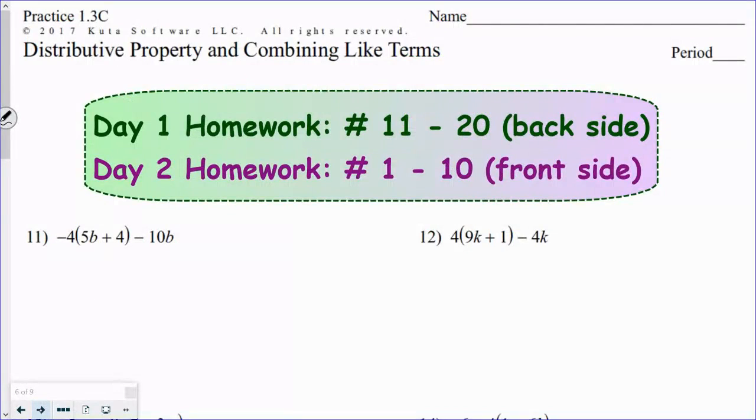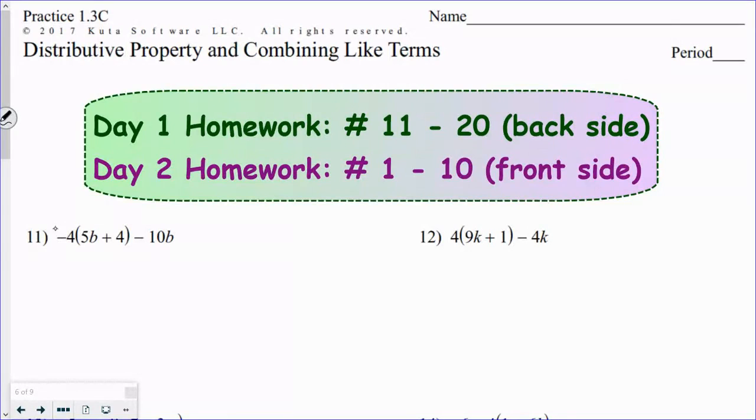Okay, so your homework today, you're going to start with the back sheet. It's more like what we did with our notes today. Tomorrow, you'll go to the more complex side and do the front. Okay, so today, let's look at 11 and 12.